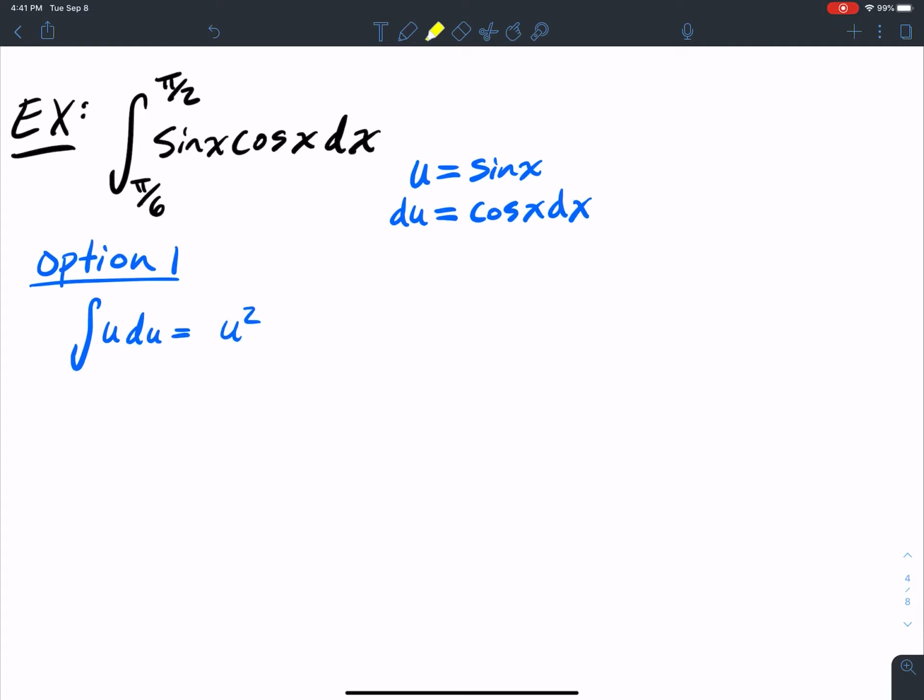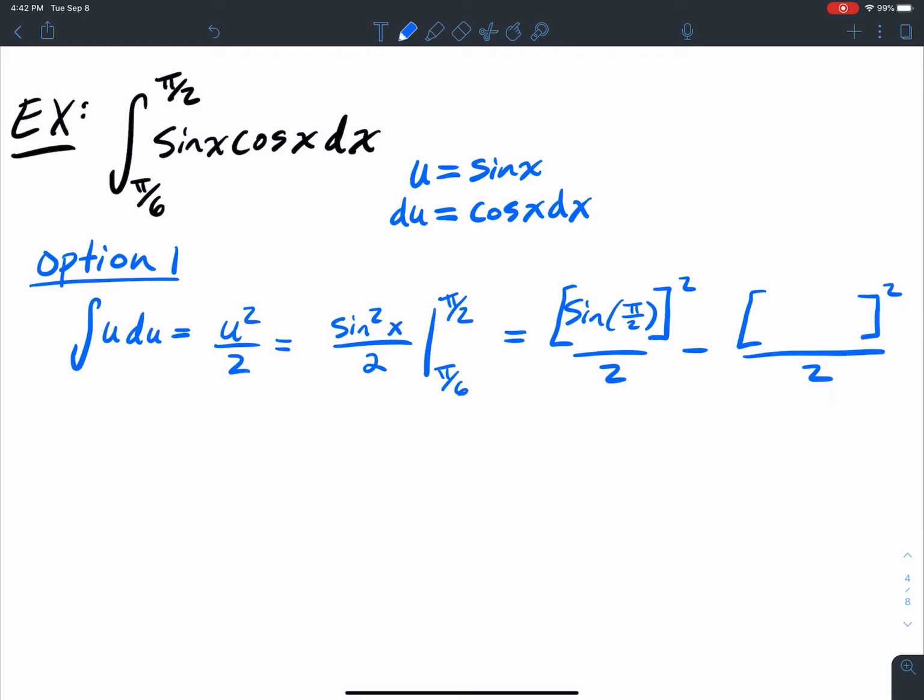Then I take this, which was originally in terms of x, and convert it back to be in terms of x. So everywhere I see u, I replace it with sine x. So this becomes sine squared x over 2. Now I go back to x, since it's in terms of x. Since I have x equals pi over 2 here and x equals pi over 6 here, those are my limits of integration. Then I integrate from pi over 6 to pi over 2. F of b minus f of a gives me sine of pi over 2 squared divided by 2 minus sine of pi over 6 squared divided by 2.